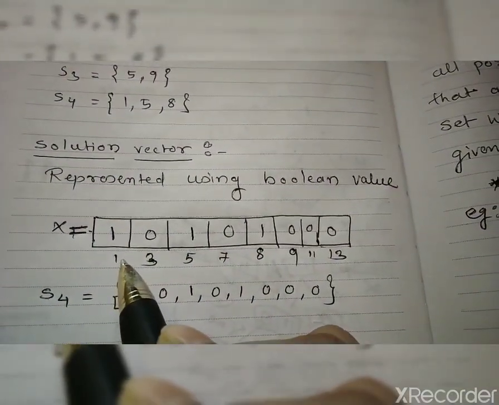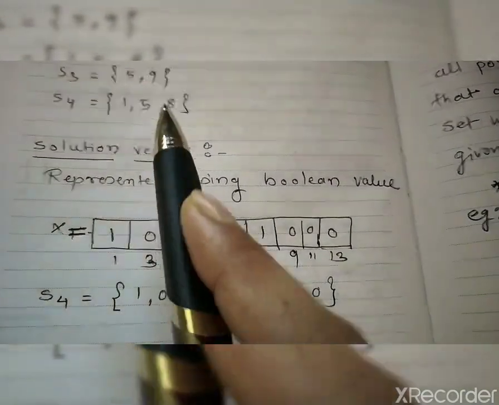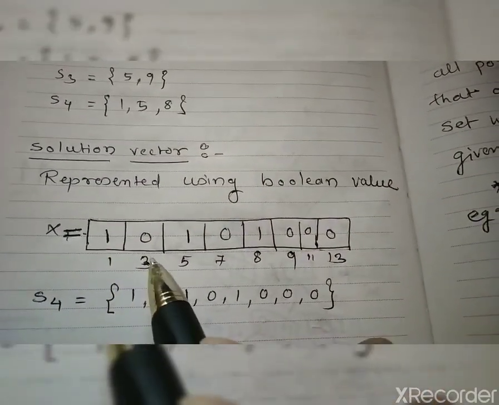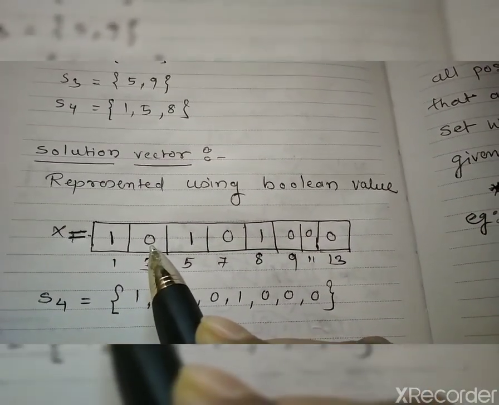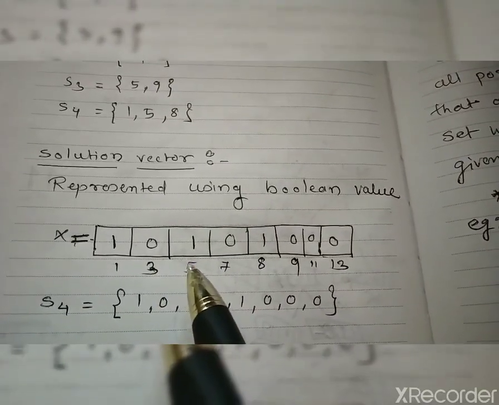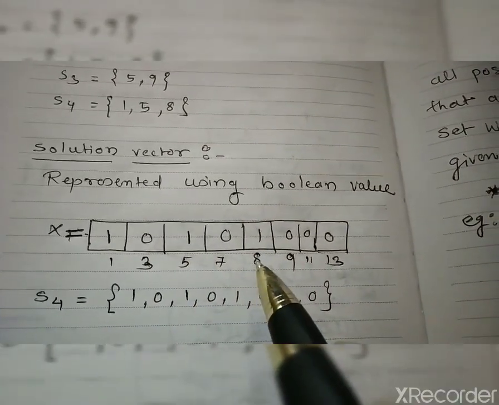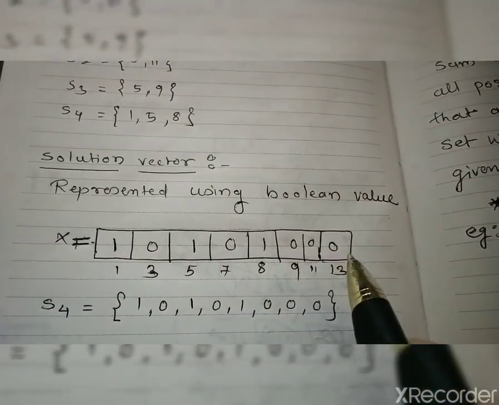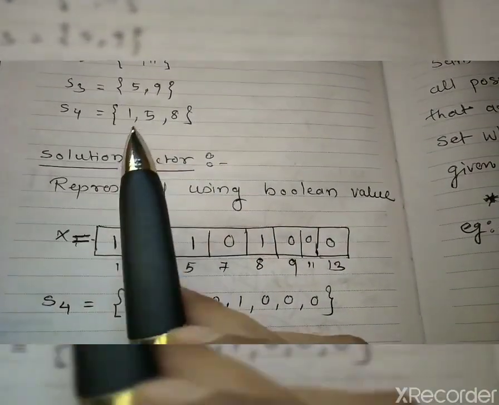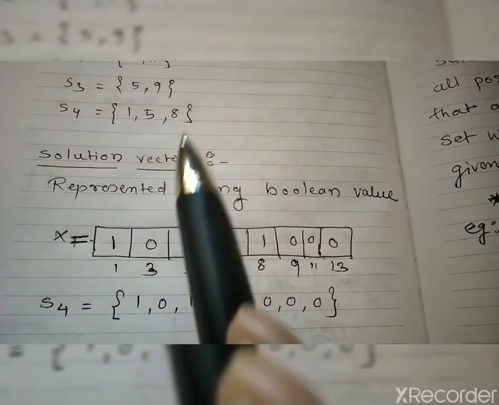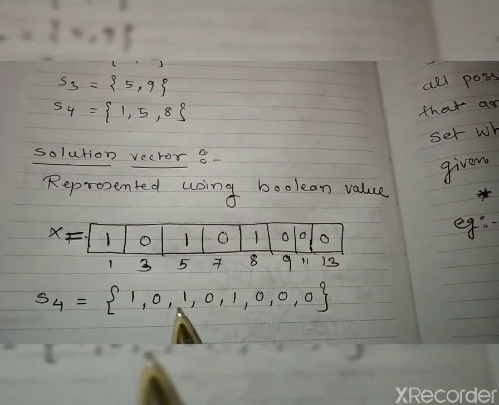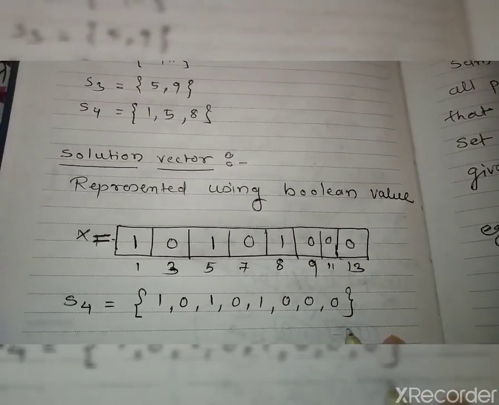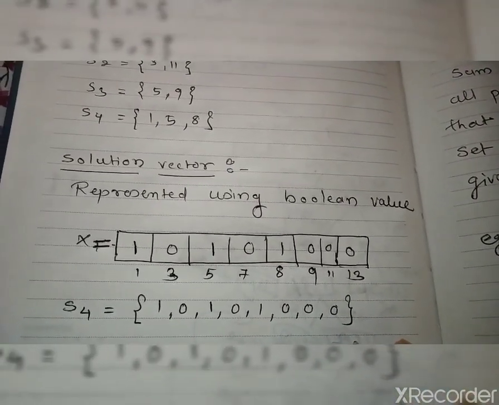Here number 1 is part of the solution, so it is set to 1. 3 is not part of the solution, so it is set to 0. Again 5 is part of the solution, set to 1. 8 is part of the solution, so set to 1, and the rest are set to 0. So for the S4 subset, the solution will be represented as 1 0 1 0 1 0 0 0. This is how the solution vector will be represented.